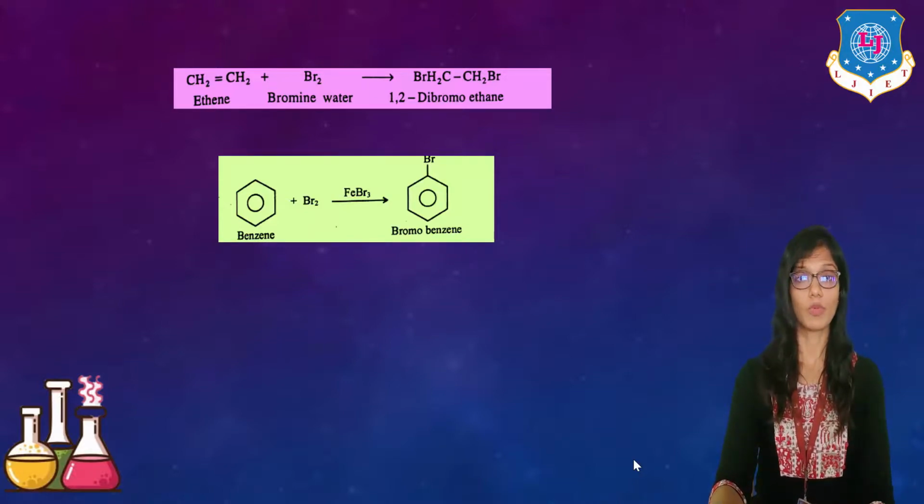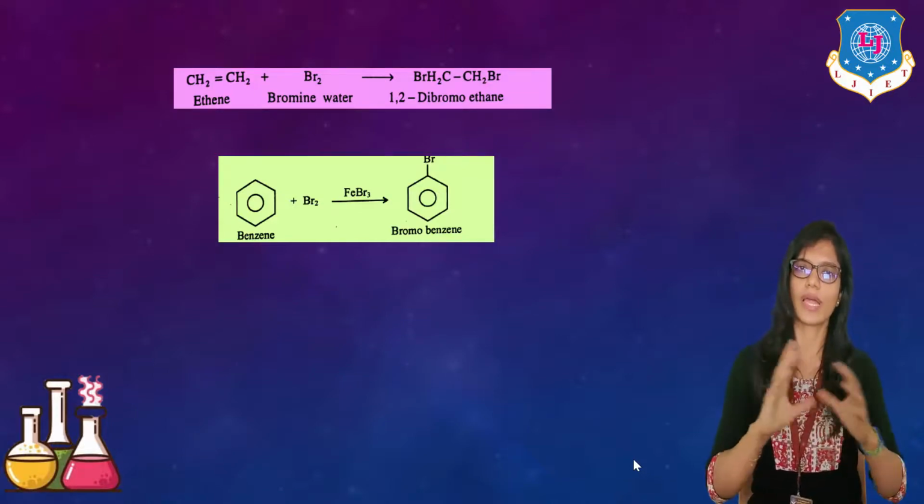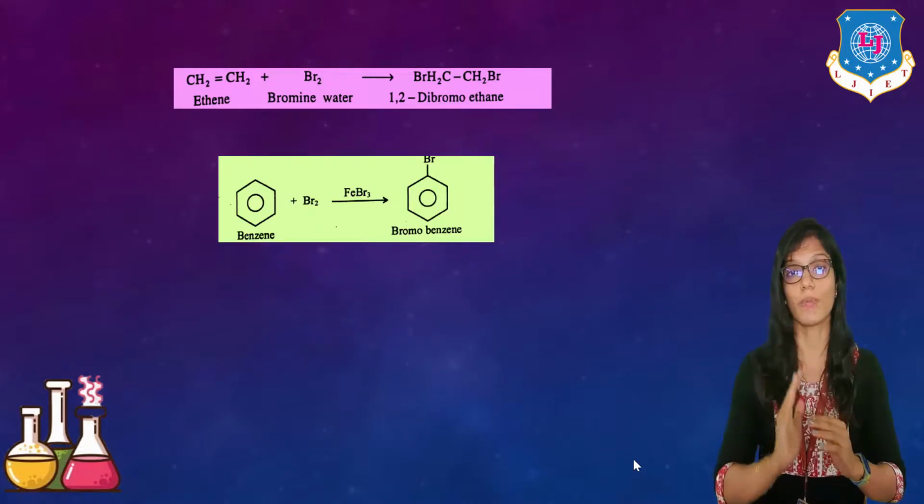Okay. Next one that we have here is benzene, which will be reacted with Br2 in the presence of FeBr3. H will be removed here and forms HBr, and one Br will substitute hydrogen on benzene and convert it into bromobenzene.